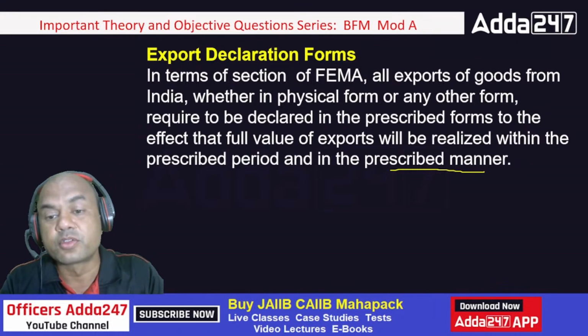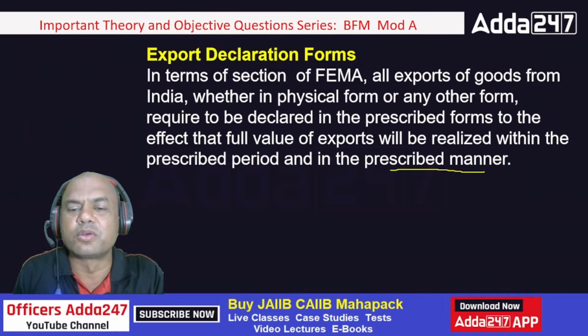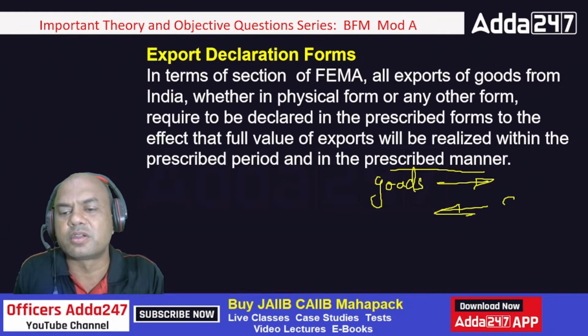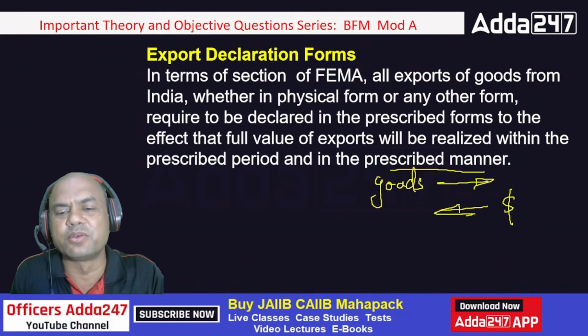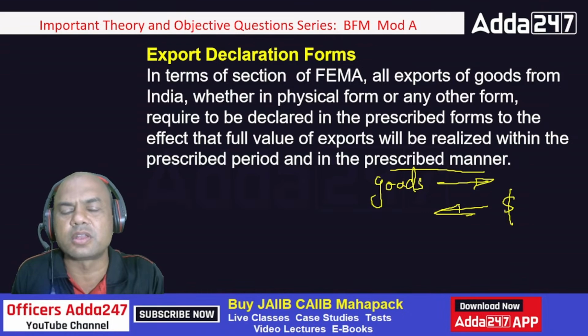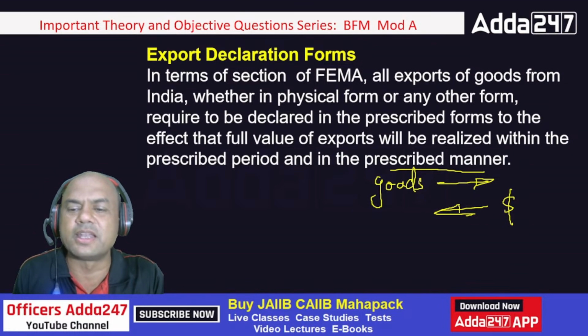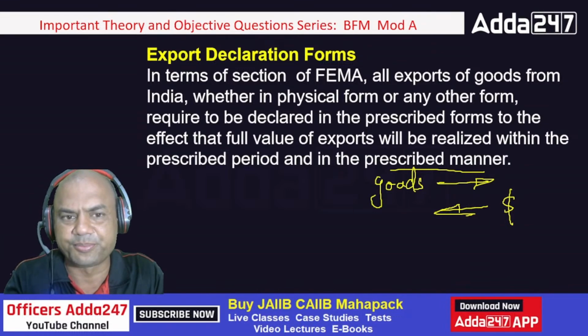Okay, so prescribed manner. Forget this barter and everything. Keep it very simple. Goods go out, dollar comes in. Keep it that simple. For CAIIB, for you, it's simple. Goods go out, dollar comes in, that's it, that's export. So that's known as the prescribed manner. And this dollar is converted into rupees over here. It's but simple, isn't it?